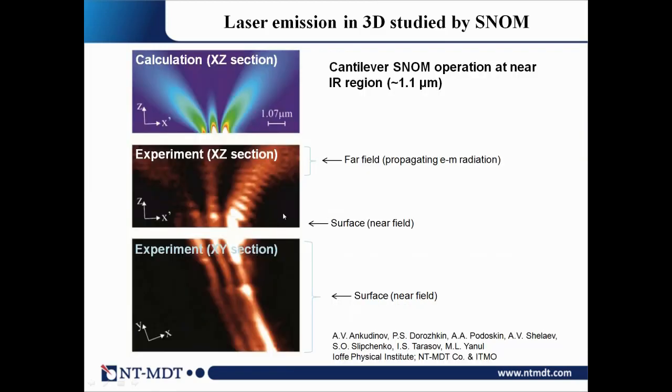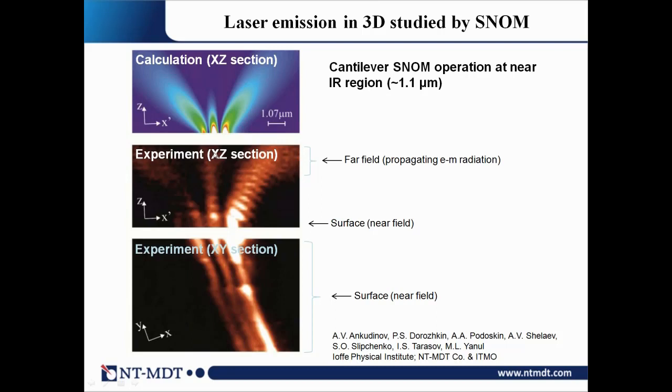This is the three-dimensional distribution of light emitted from the surface of a semiconductor laser. This is the actual near-field pattern taken exactly from the laser surface when the SNOM probe was very close to the surface. This is the XY scan of the laser emission pattern, and this is the XZ scan, which shows us how the near-field emission pattern on the laser surface is gradually transformed into the far-field emission and forms the emission pattern of this certain laser.